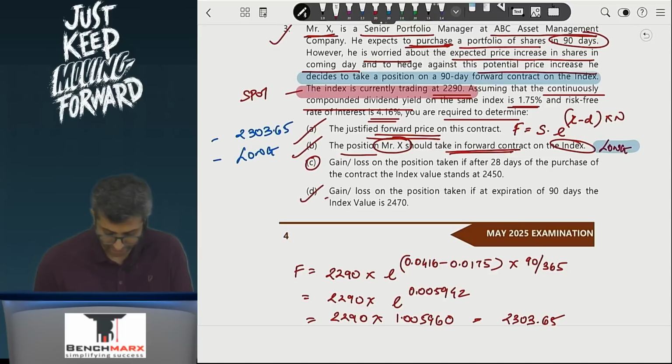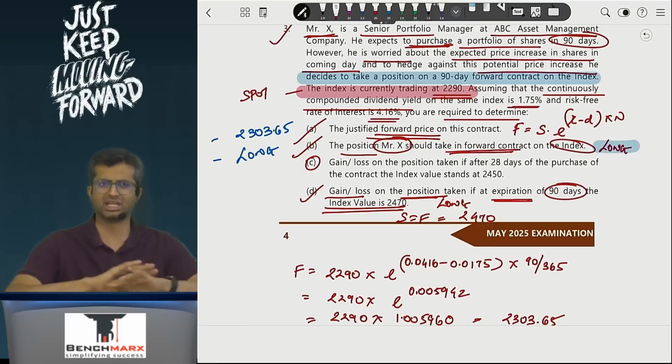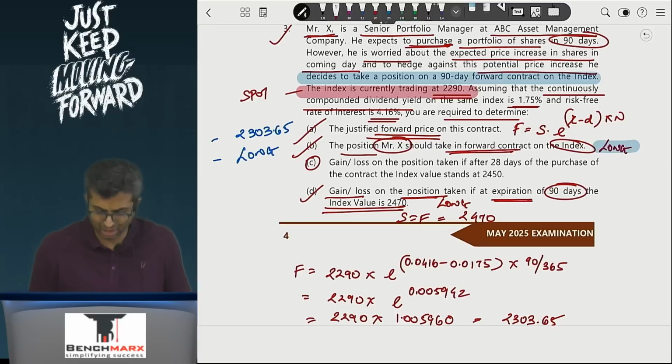Point D, gain or loss on the position taken. What was your position taken? Long, which means you must have bought at the theoretical price of 2303.65. If you have bought, that is your cost price. The gain or loss on the position taken if at expiration of 90 days, the index value is 2470. After 90 days, that is at expiry, the spot price and the forward price will remain the same. This is 2470. If you have originally agreed as your position to buy, that is long, at the end you will cover it by selling, that is sell it at 2470.